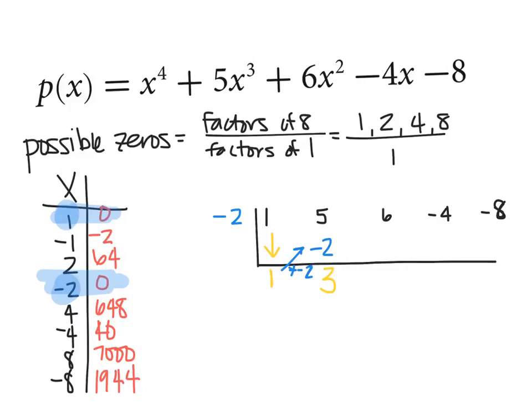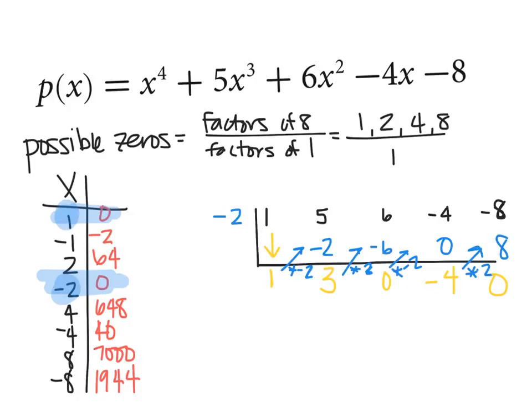You were just a step ahead. We're good. Okay, and then 3 times negative 2 is negative 6. And 6 minus 6 is 0. And then 0 times negative 2 is 0. And negative 4 plus 0 is negative 4. And then negative 4 times negative 2 is 8, and negative 8 plus 8 is 0. And we should have gotten 0 there.